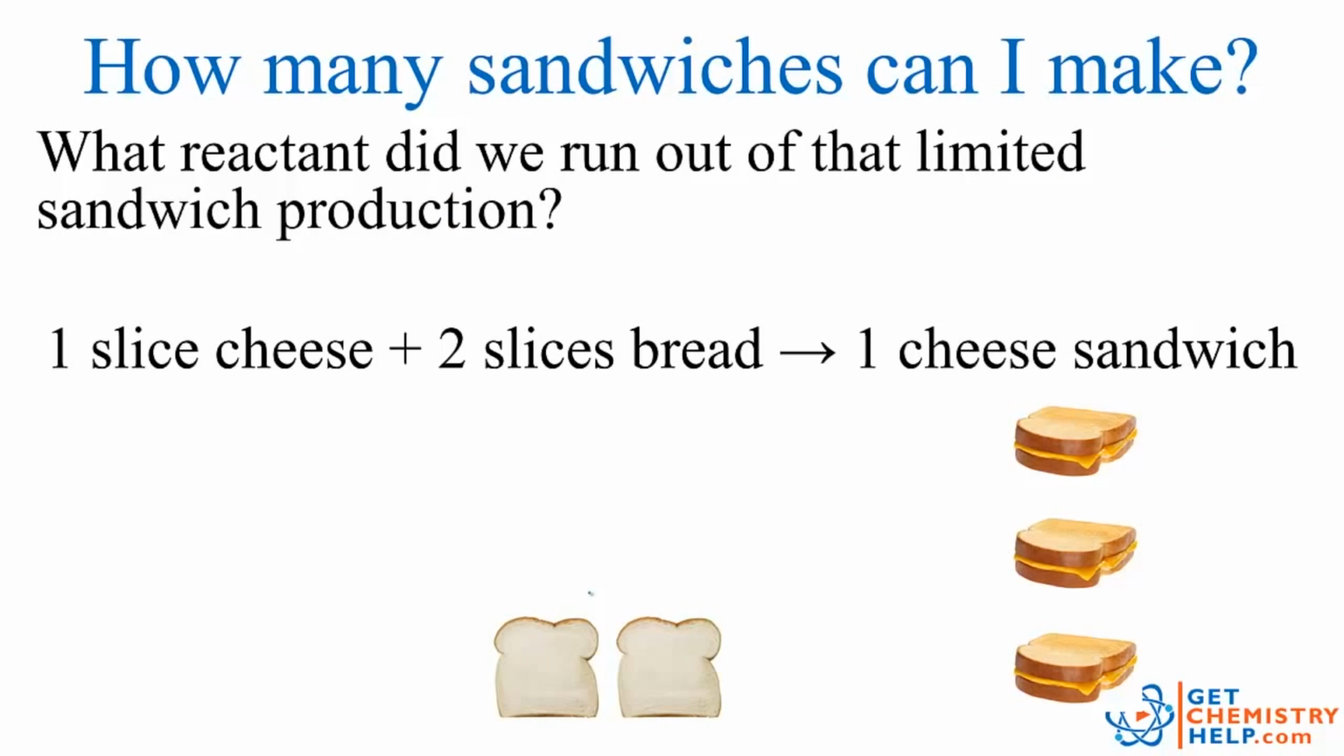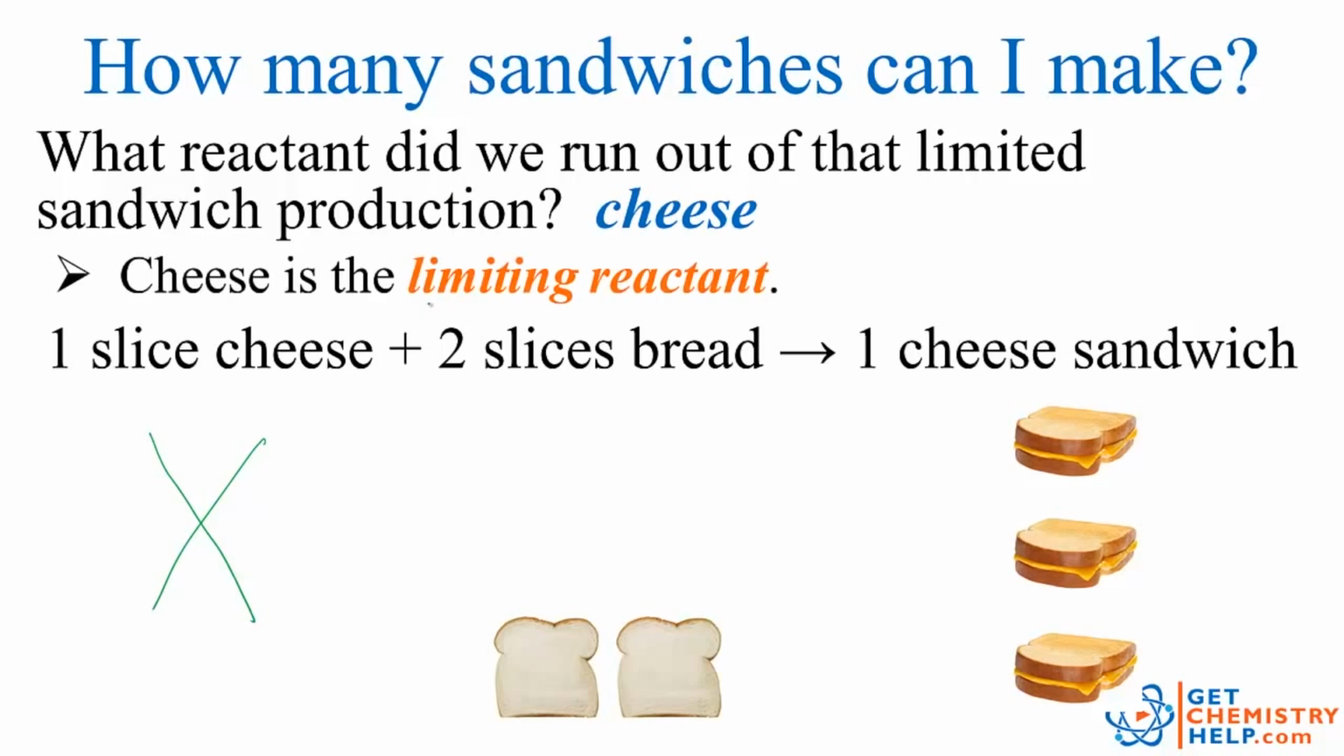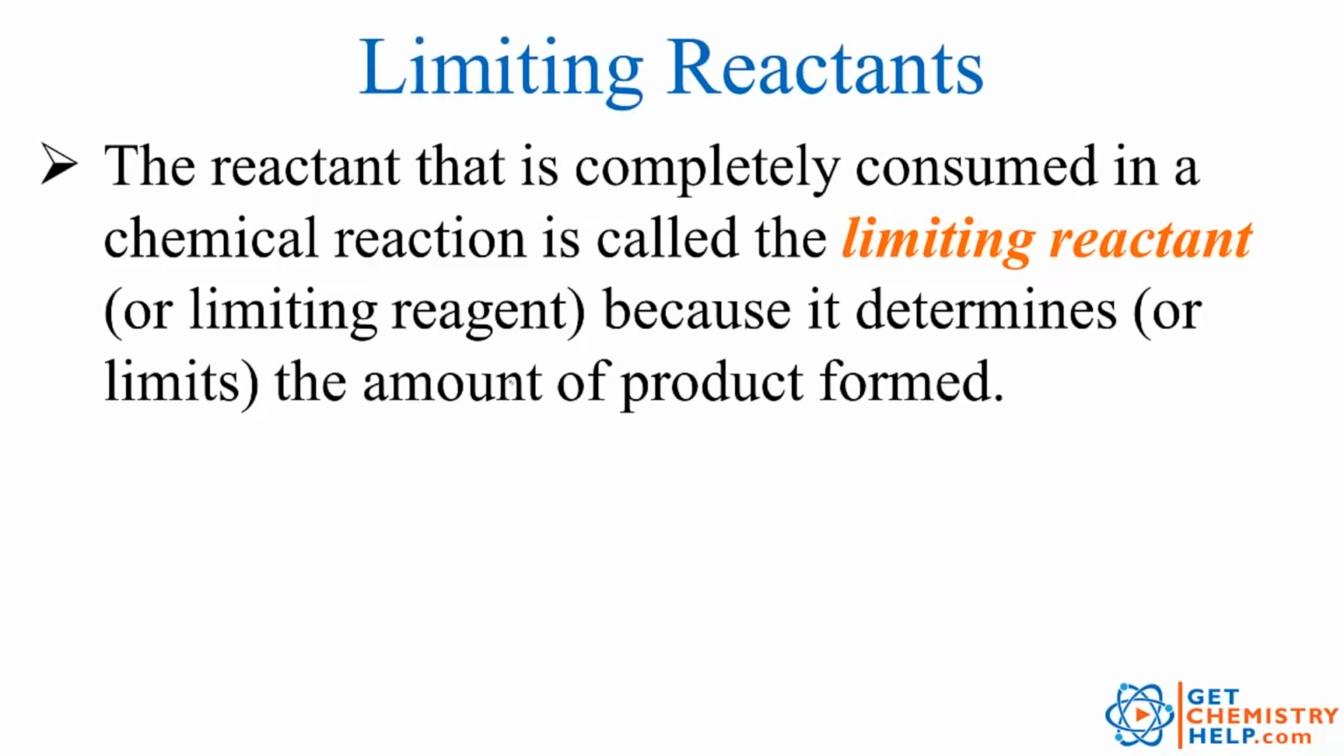What reactant did we run out of that limited our sandwich production? Well, our 3 slices of cheese ran out first, and that limited us to only 3 sandwiches. So therefore, cheese is called the limiting reactant, because the 3 slices of cheese limited us to only 3 sandwiches. So the limiting reactant is always the one that's completely consumed or completely used up. And it's called that because, again, it limits how much product we can make. So in our example, the cheese ran out first. So those 3 slices of cheese limited us to making only 3 cheese sandwiches. Therefore, cheese was the limiting reactant.